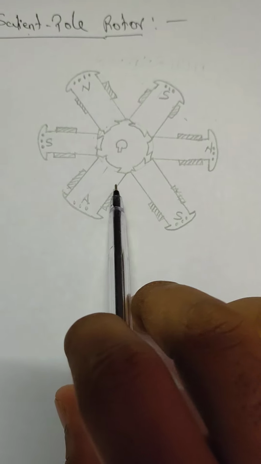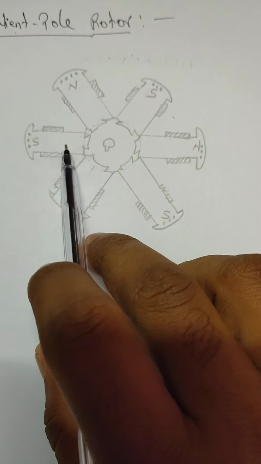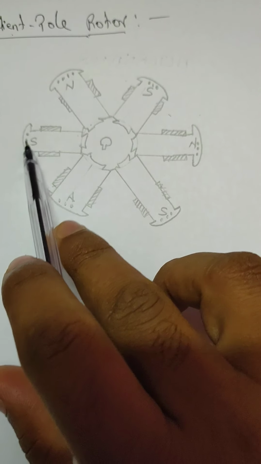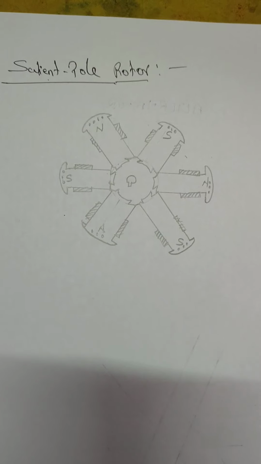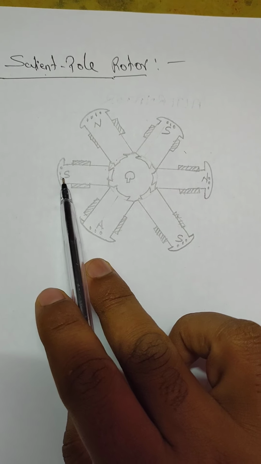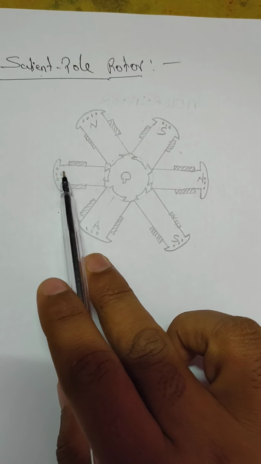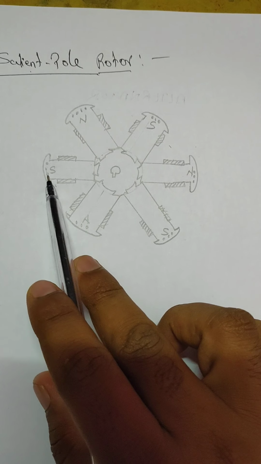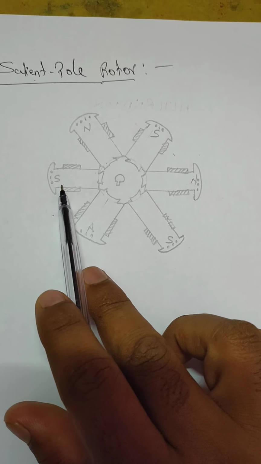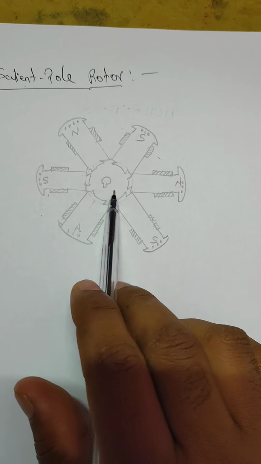Now slots are cut depending upon the load. Slots are cut for the damping winding in the upper part of the pole. This damping winding is made up of copper bars, and these bars are usually inserted in parallel with the pole face.